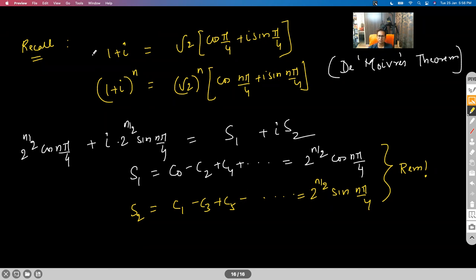But is everything clear over here? How to write this in polar form? How to use De Moivre's theorem? Because n is an integer over here. In fact, it's a natural, a whole number here. Whole numbers are integers only. So how to use De Moivre's theorem and how to find out the sum of your series by using the comparison of the real part and the imaginary part. Now, these things will not come to you from day one. You have to keep practicing. You have to keep applying. You have to keep thinking laterally.